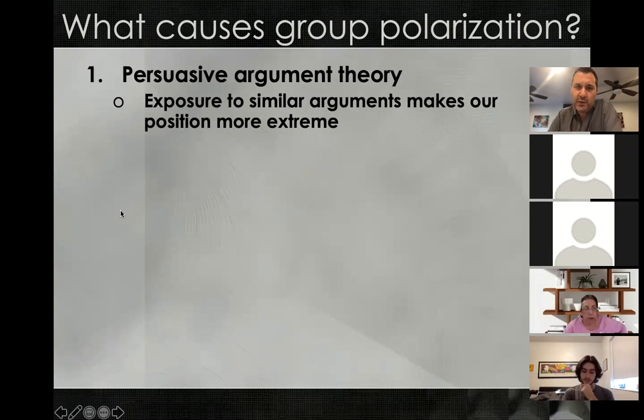The first one is known as persuasive argument theory. This is a simple one. So let's say that I am against the death penalty. And let's say that I join a group of other students or other people who are also against the death penalty.